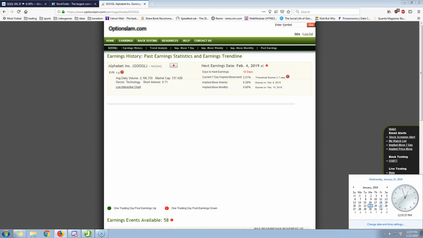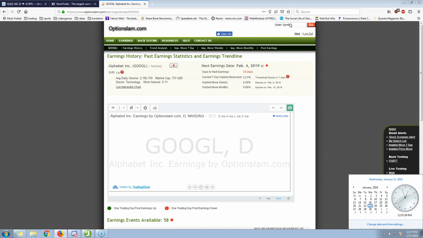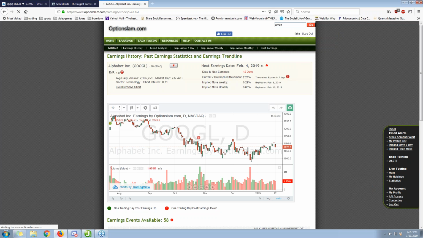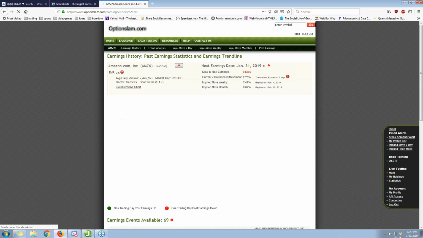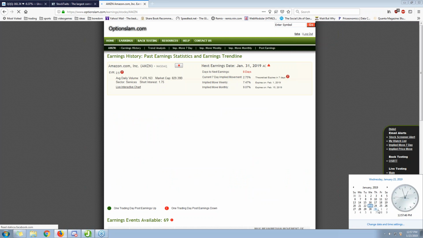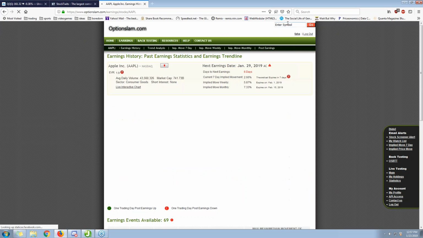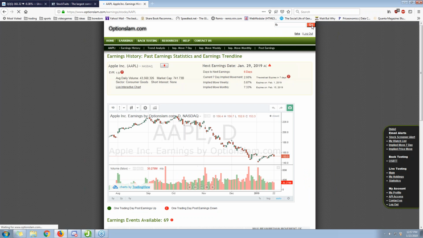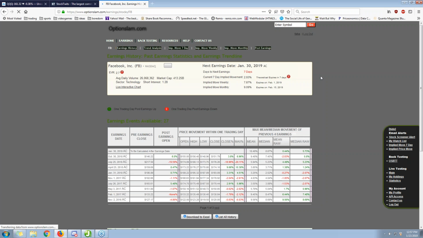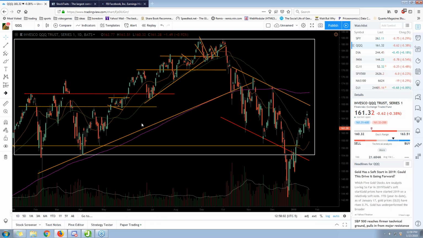So we got Google February 4th, so that's still a couple of weeks away. Amazon is on the 31st, which is next week. Apple next week as well, and I believe Facebook should be next week as well. Yep. So you can see next week's going to be a big one, and there's probably going to be some big fluctuation on the NASDAQ when those names report, and actually in the markets in general.